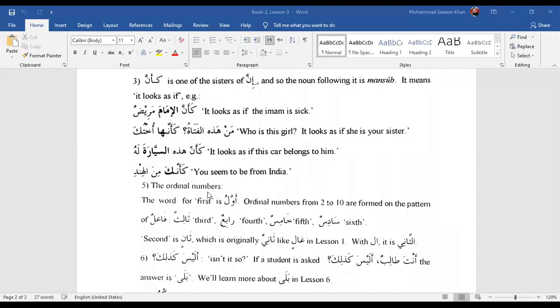And then we say thalathatun, arba'atun, khamsatun, sittatun for masculine numbers, and for feminine we say thalathu, arba'u, khamsu, sittu, something like this, right? And the ordinal numbers, the word for first is awwalu, the ordinal number from 2 to 10. So that's why we say ad-darsu al-awwalu.